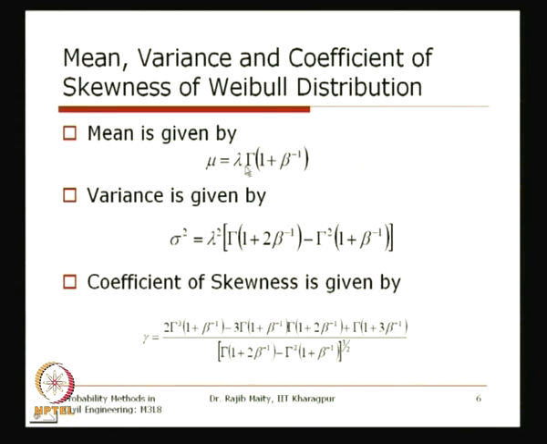So, this mu is dependent on both of these parameters we have seen, and similarly the variance is given by this expression, which is lambda square multiplied by gamma of 1 plus 2 beta inverse minus gamma square of 1 plus beta inverse. Basically, if we take this lambda square inside the bracket, this becomes the mean square. So, we can say that this quantity, lambda square multiplied by gamma 1 plus 2 beta inverse minus mu square, will be the variance of this distribution.